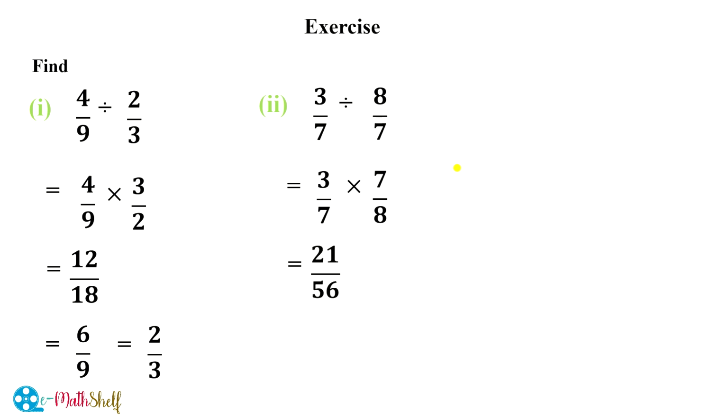Okay, we know that 21 and the number 56 are divisible by the number 7. We can simplify this fraction. We know that 7 into 3 is 21 and 7 into 8 is 56. Hence we obtain the fraction 3 upon 8.